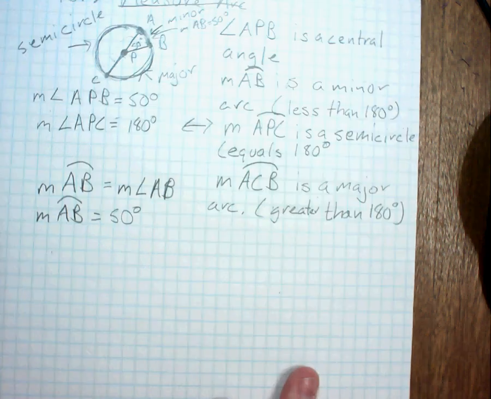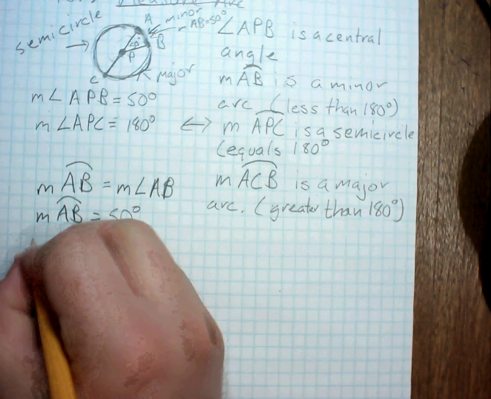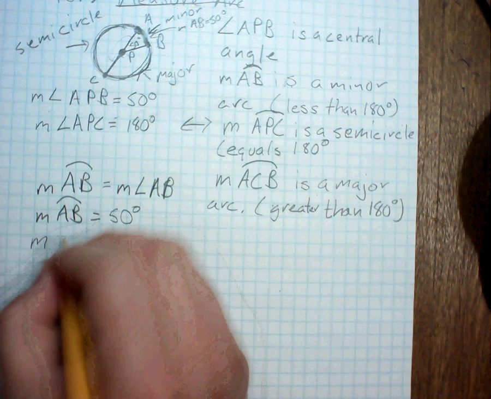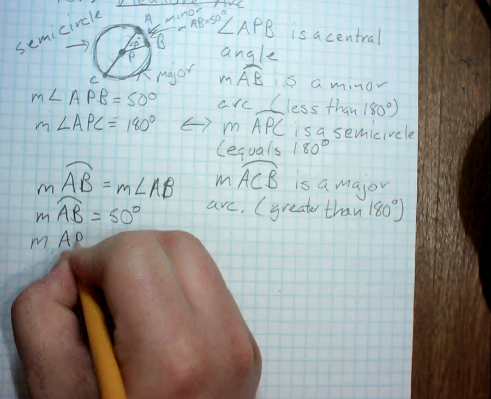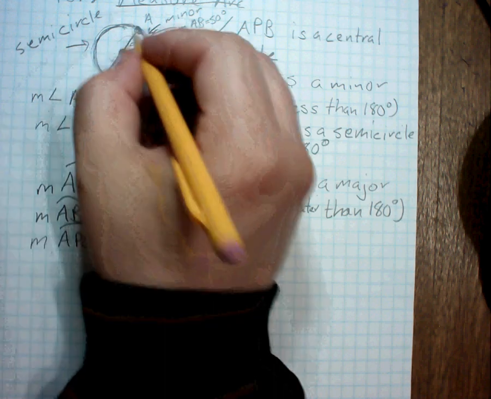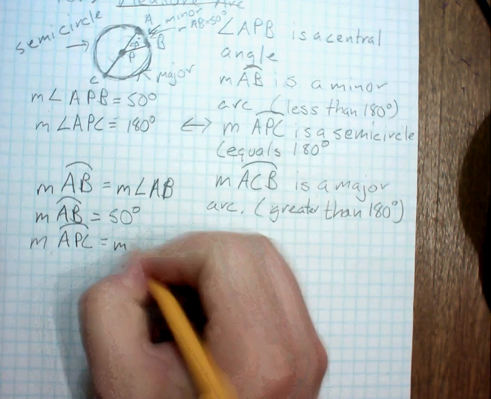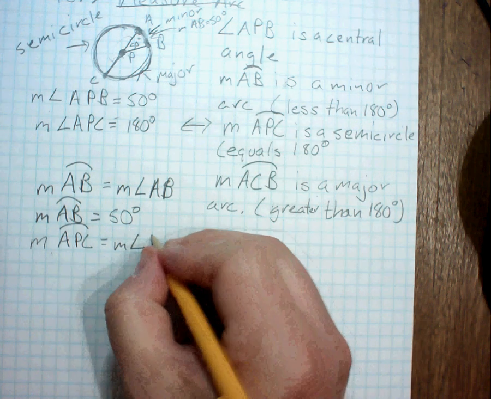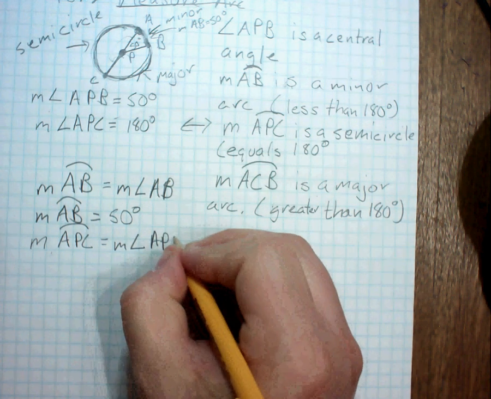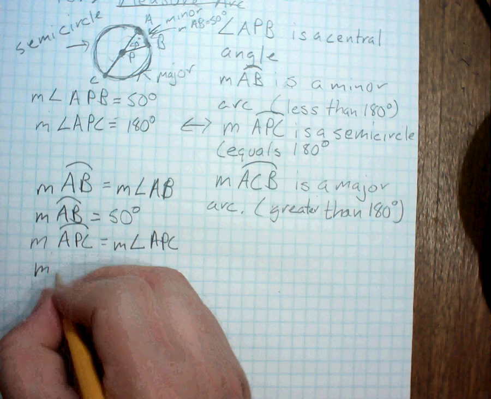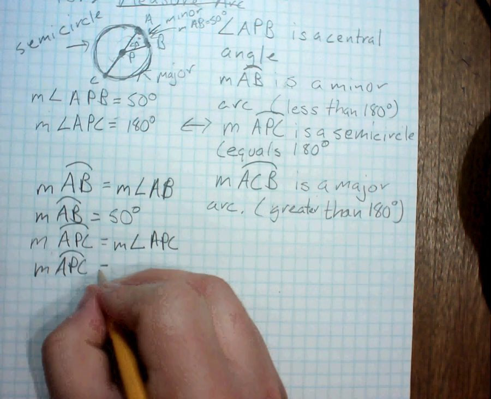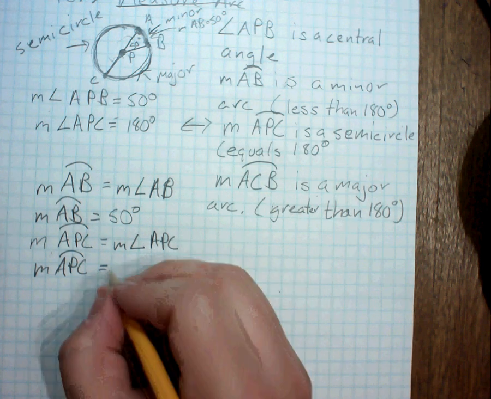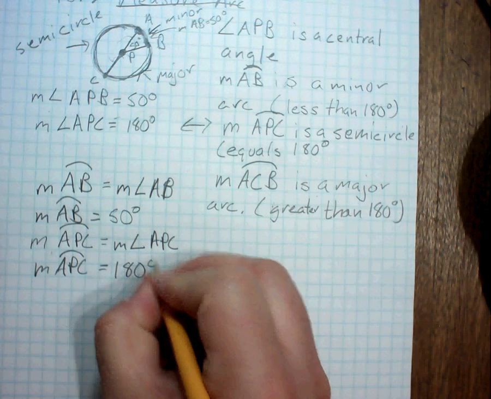Okay? Then I say, what is the measure of the arc APC? I'm talking about measuring from here to here. Well, that's equal to the measure of the central angle APC. In other words, the measure of the arc APC is equal to the central angle, which is 180 degrees. Okay?